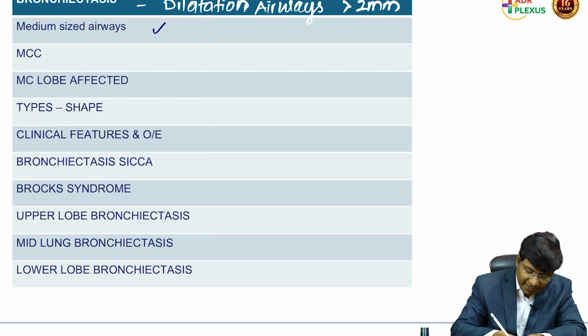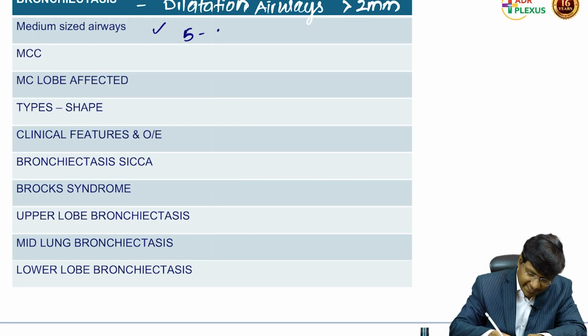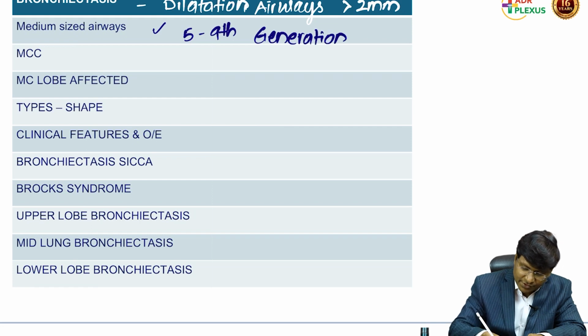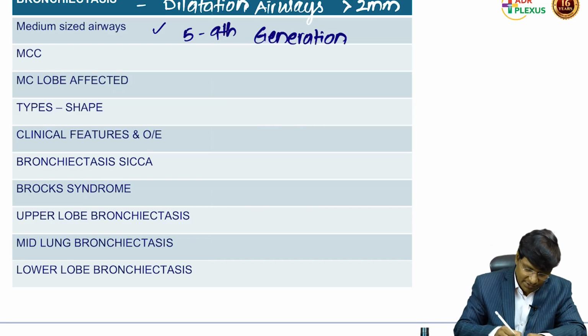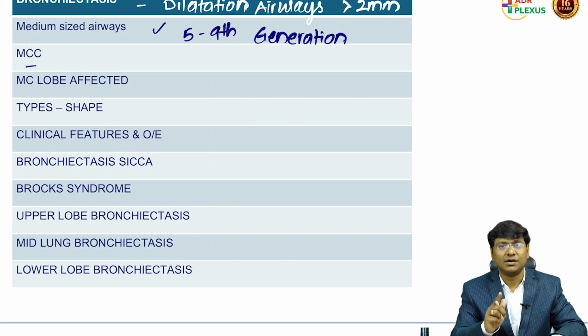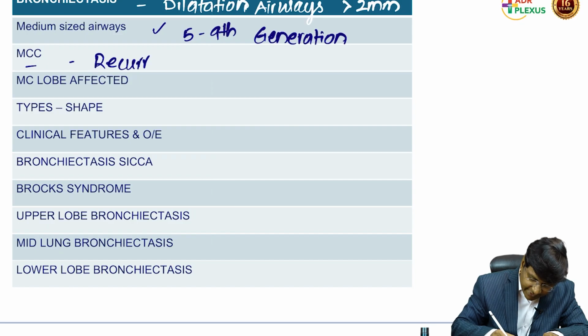And which particular airways are affected? It is the medium-sized airways of 5th to 9th generation that are commonly affected, right? We have a total of 23 generations of the airways, out of which the 5th to 9th generation is abnormally, irreversibly dilated in patients with bronchiectasis. And the most common cause of bronchiectasis includes recurrent infection, right?